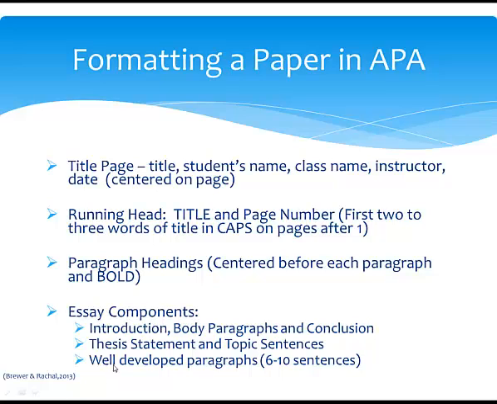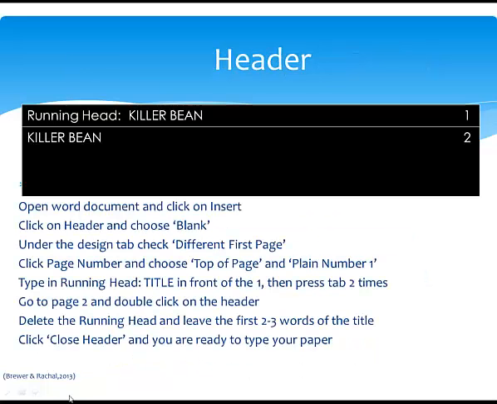In your essay, you want to make sure you have an introduction, body paragraphs, at least 3 body paragraphs or more, and a conclusion. These need to include a thesis statement and topic sentences, and make sure you note that paragraphs are usually 6 to 10 sentences long. Now a header: you're going to have that header, like I said, with your shortened title.